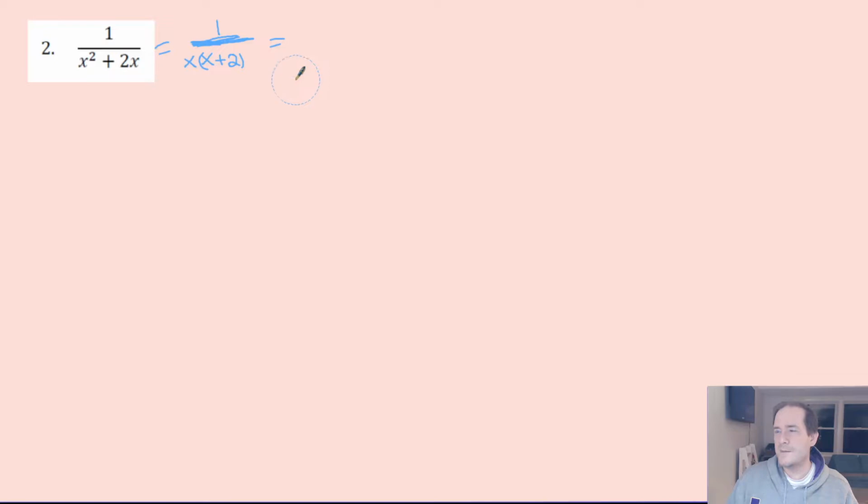Okay, then you decompose this. You know that you're going to need one fraction whose denominator is simply x, then another fraction whose denominator is x plus 2. This is linear, so just put a constant in the numerator. This is linear, put another constant in the numerator. And we're looking at something that seems to be pretty simple.